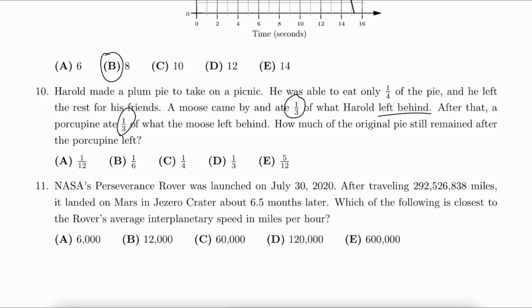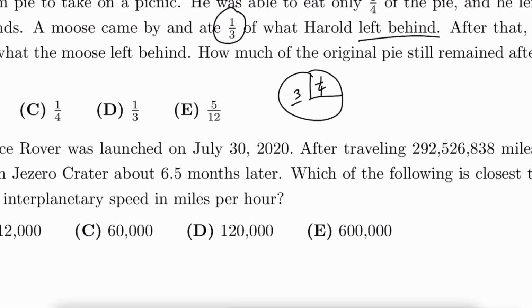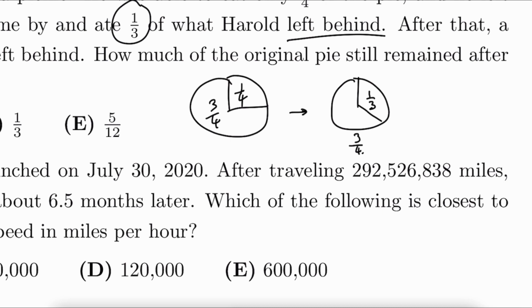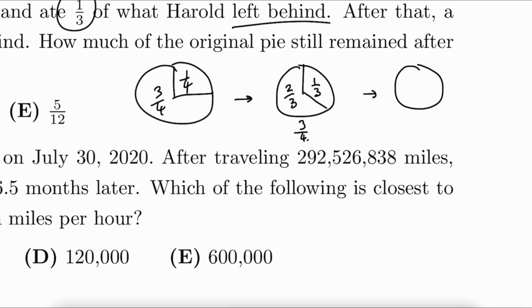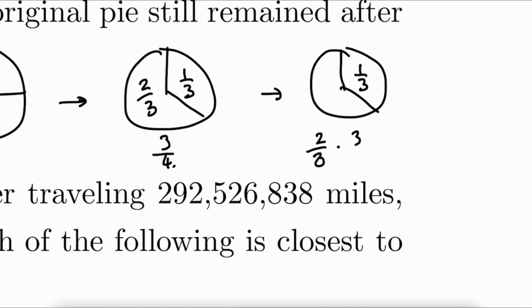Trust me. All right, so we have a plum pie. He ate 1/4 of it. So this is 1/4. Now we have 3/4 left. Now, if this 3/4 is a full circle, a moose came and ate 1/3 of this. But remember, this is 3/4 of the total pie. So this is 2/3. And again, the porcupine ate 1/3 of what was left. So what was left was 2/3 times 3/4, which is 1/2 of the pie.